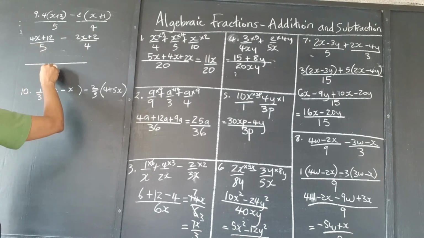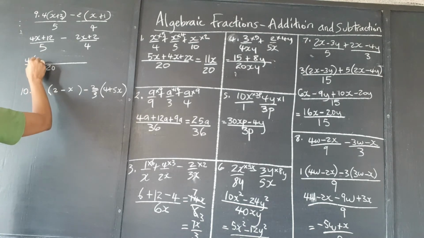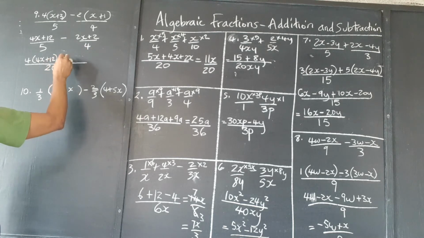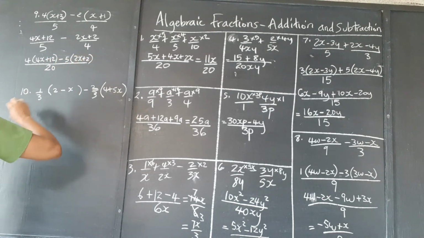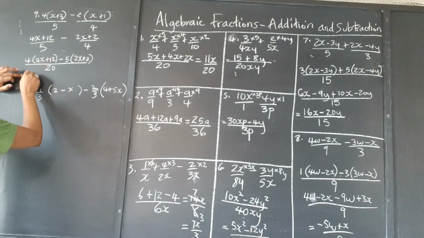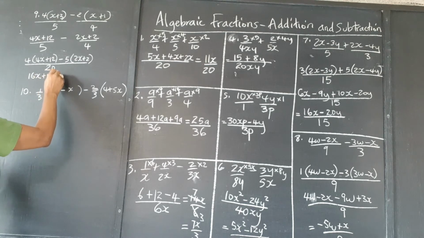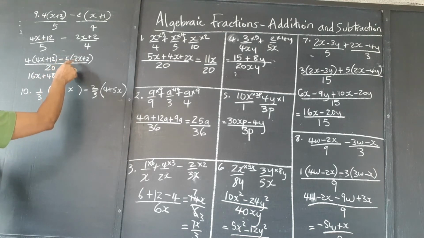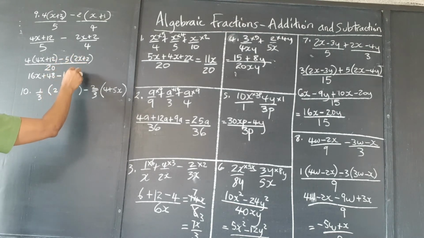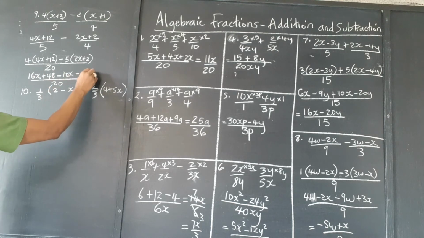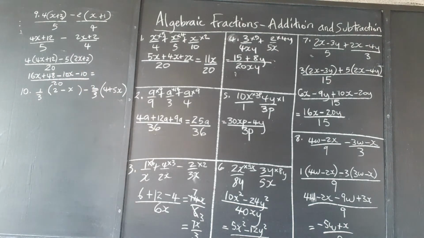5 into 20 goes 4 times, so again we have a bracket to expand. And 4 into 20 goes 5 times, again we have a bracket to expand, right? So 4 times 4x, that's 16x. 4 times 12, that's 48. Negative 5 times 2 is negative 10. And negative 5 times 2, again negative 10. Over 20. So now we group our like terms.